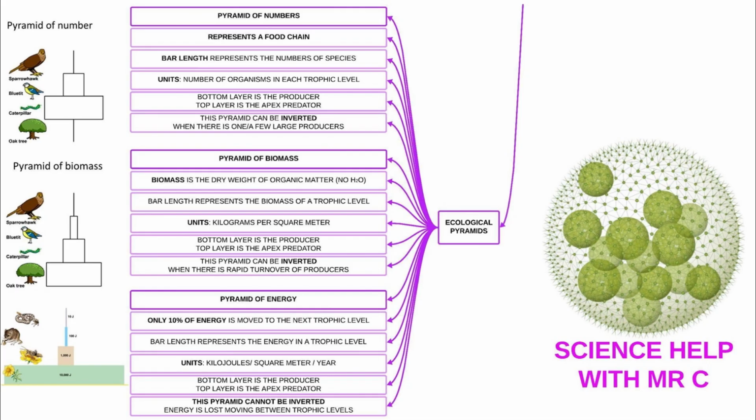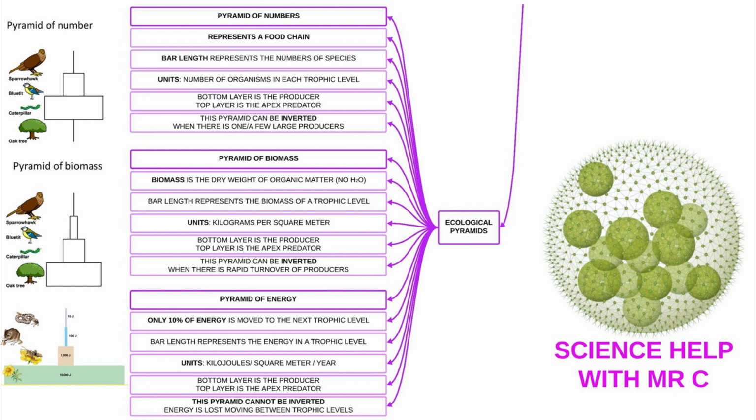Next, we're going to look at ecological pyramids. Ecological pyramids are diagrammatic representations of food chains. There are three types of ecological pyramids: the pyramid of numbers, the pyramid of biomass, and the pyramid of energy. First, we'll do the pyramid of numbers. The pyramid of numbers represents a food chain.